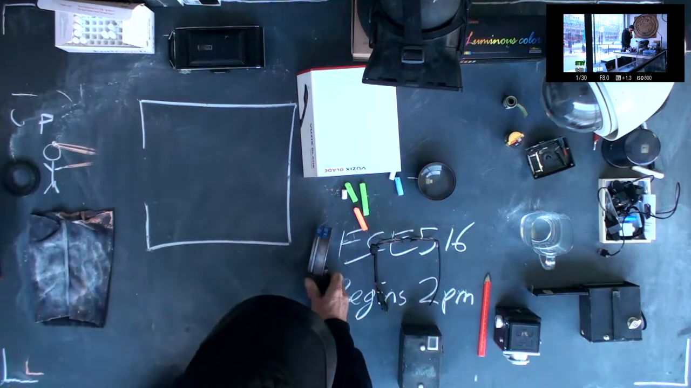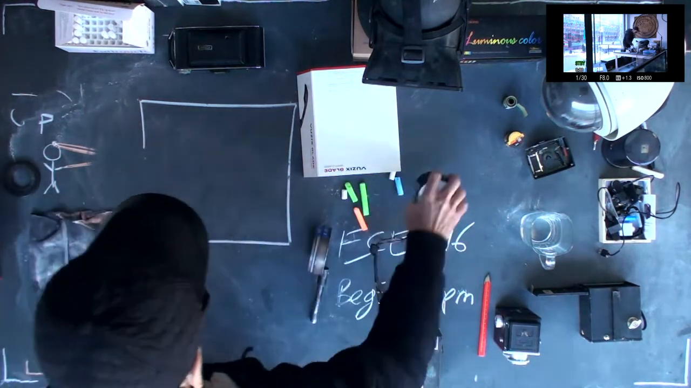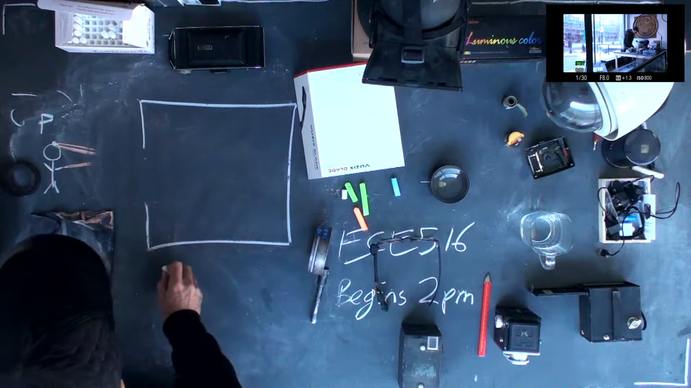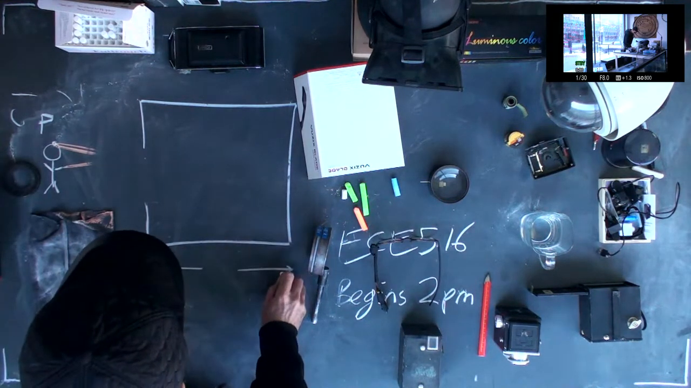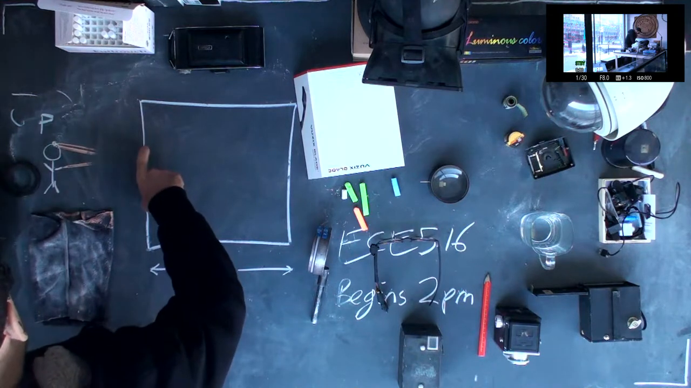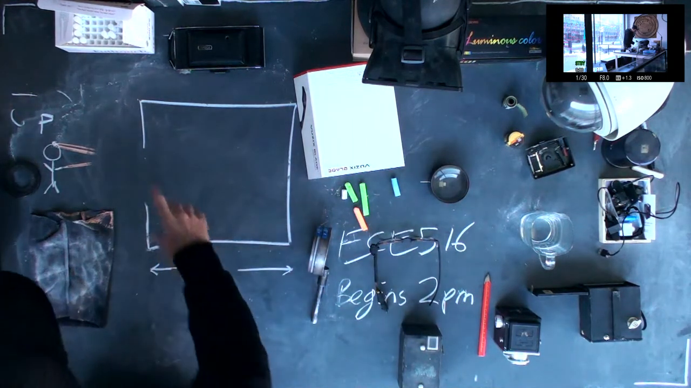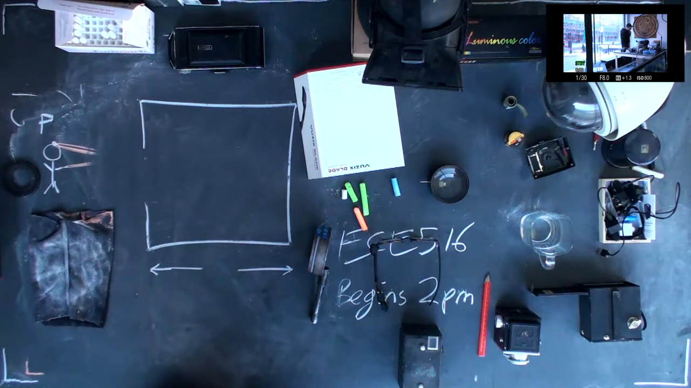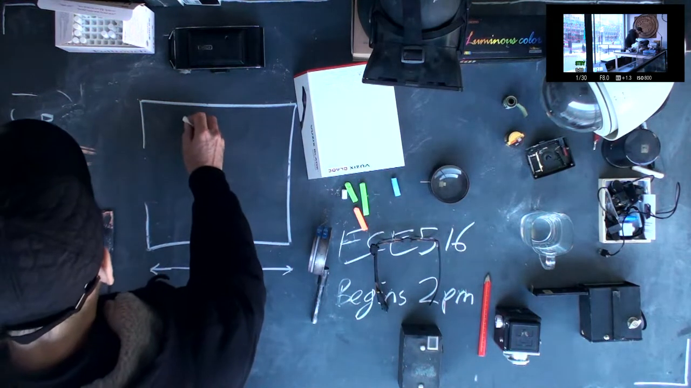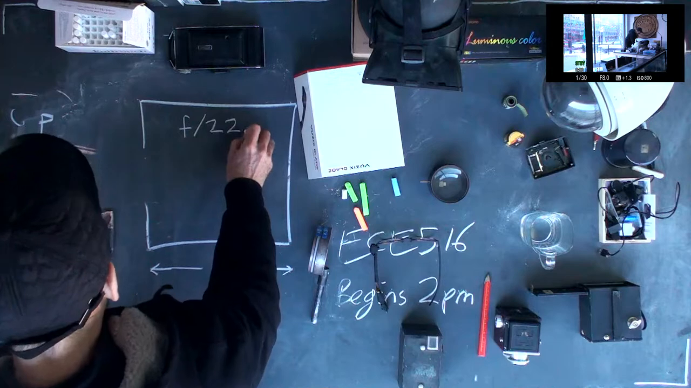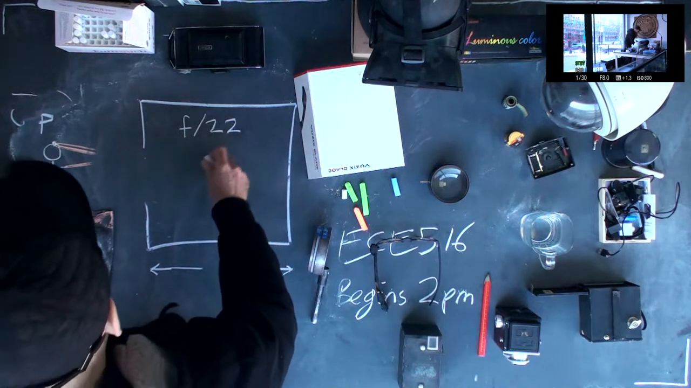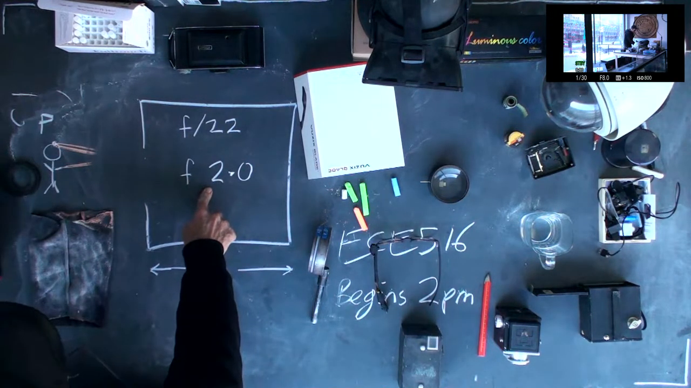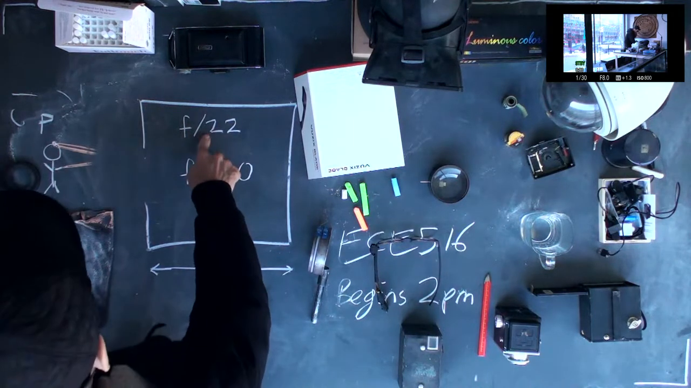So that aperture or iris determines what the F number is, and that is basically the distance here and the diameter of this opening. And this F number is the ratio of the diameter of this opening to the distance of focus that the lens is. So if we have, for example, F22 versus say F2.0, this is a larger opening, this ratio, and this is a smaller opening.